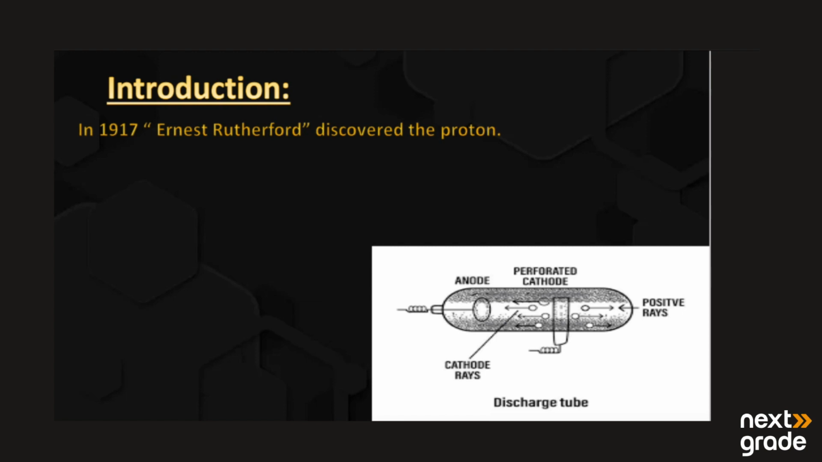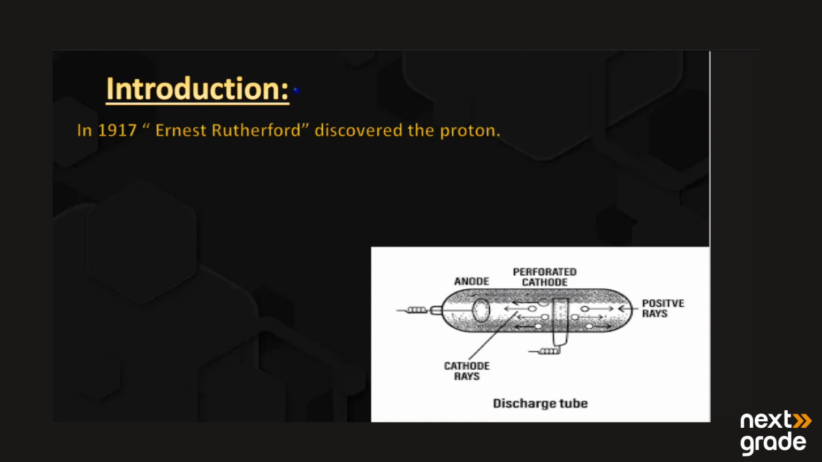Discovery of protons. Before the discovery of protons, you must know its introduction, that is, what protons basically are. If you have a look at the structure of an atom, in the center there is a nucleus that is positively charged, and around the nucleus there are circular orbits. These circular orbits contain electrons, and in the center is the nucleus.